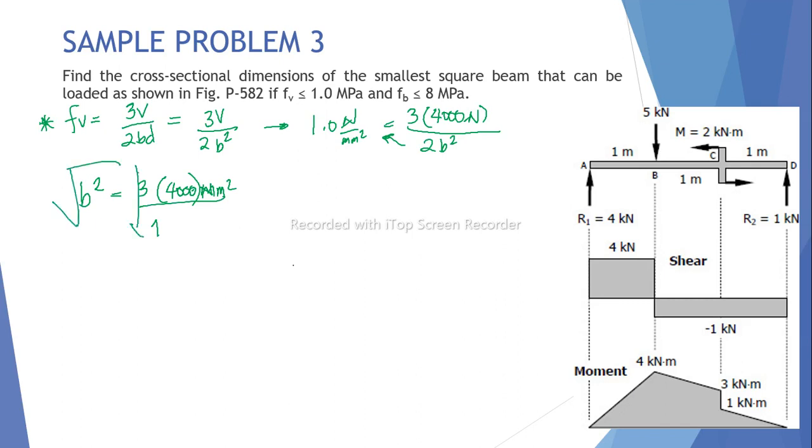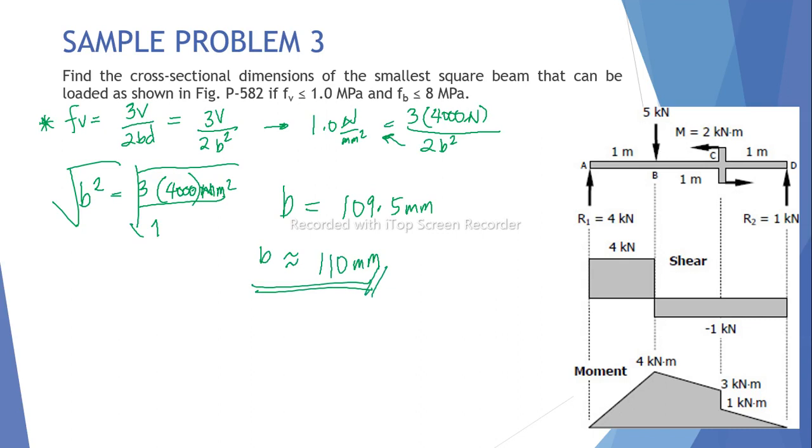Extracting the square root. As per our shear limitation, the allowable or smallest dimension of the beam is 109.5 millimeters. Or let's say approximately 110 millimeters.